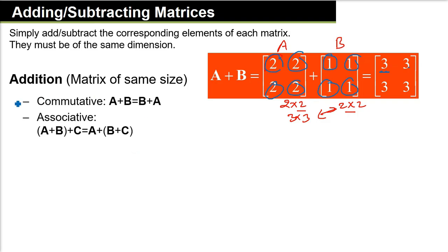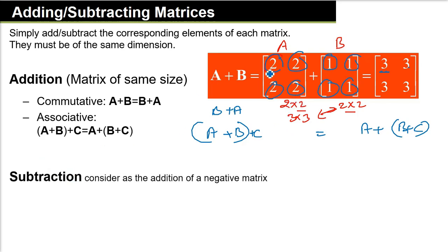For addition, matrices must be of the same size. They are commutative. That is, if you add A and B and then B and A, the result will be the same. If you have three matrices A, B, C, the order you do, that is, first you add A and B and add it with C, or first you add B and C and then you add it with A, the results will be the same. This is called the associative property of matrix addition.